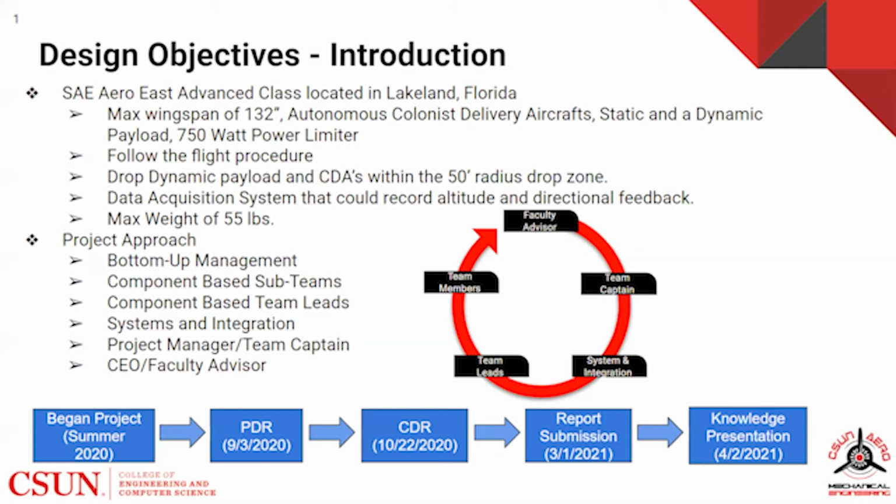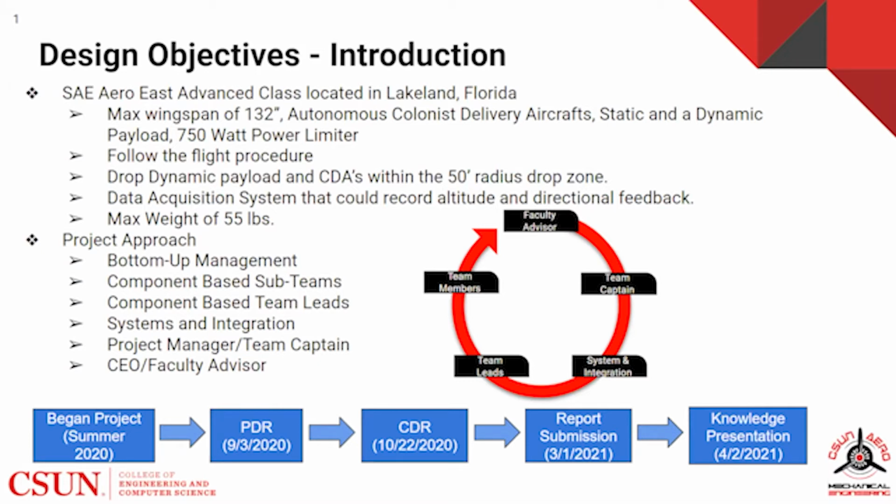This year, the SAE Aero East Advanced Class competition will take place in Lakeland, Florida. The design constraints for designing our plane that were to be maintained are a maximum wingspan of 132 inches, autonomous colonist delivery aircrafts, a static and a dynamic payload, a 750-watt power limiter, and a maximum weight of 55 pounds. The dynamic payload and the CDAs are to be dropped within the 50-foot radius drop zone at varying altitudes, and during this flight, we must follow the given flight procedure. And finally, a data acquisition system that can record altitude and directional feedback.